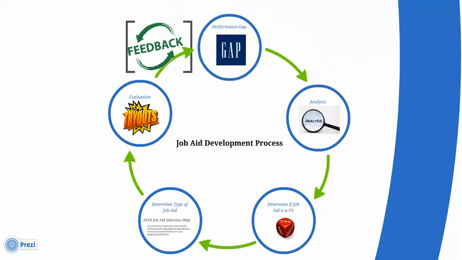There are several versions of the job aid development process. Essentially, they involve similar steps to instructional design or performance improvement models. First, identify the performance gap, and analyze the task, learner, and environment. Determine if a job aid is appropriate as a solution or part of a solution for the performance gap. Determine, if a job aid is the best solution, what type of job aid to use. Evaluate, pilot, get feedback, and then use the feedback for revisions.